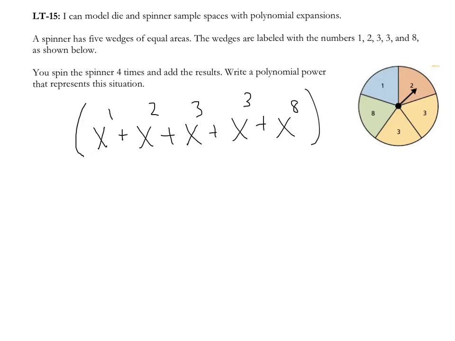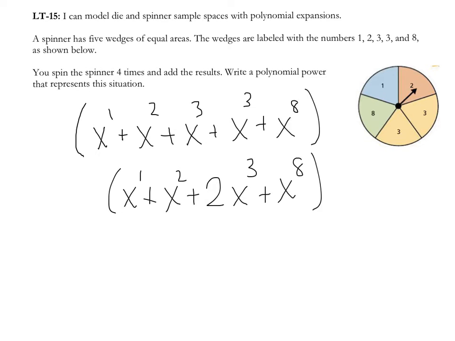Now you could instead, if you wanted to, write this as x to the first plus x squared plus 2x cubed plus x to the 8th, right? Because you could combine these two terms together. You won't always have terms within your polynomial power that you can combine. But in this case, you have 2 different wedges that are labeled x cubed, so you can just combine those and write them as 2x cubed.